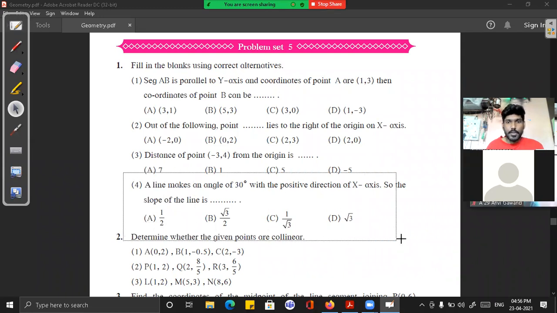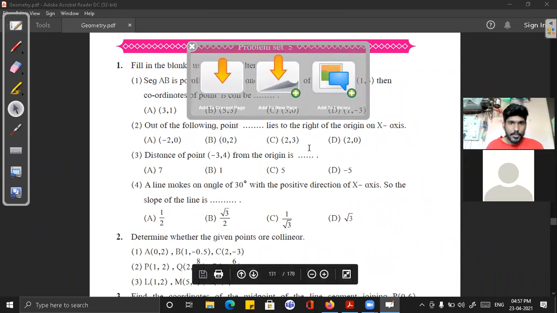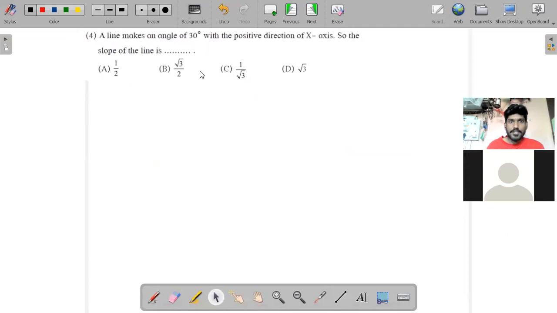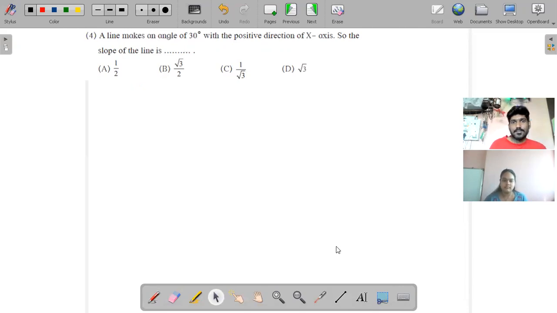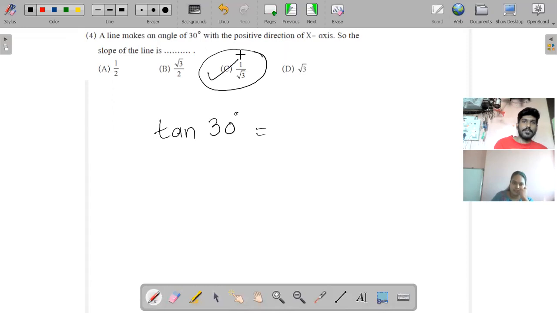Fourth one. A line makes an angle of 30 degrees with the positive x-axis. What is the slope? So what you have to find out is tan of 30. Yes or no? And how much is tan of 30? Root 3 or 1 upon root 3? 1 upon root 3. So the answer is C, 1 upon root 3.